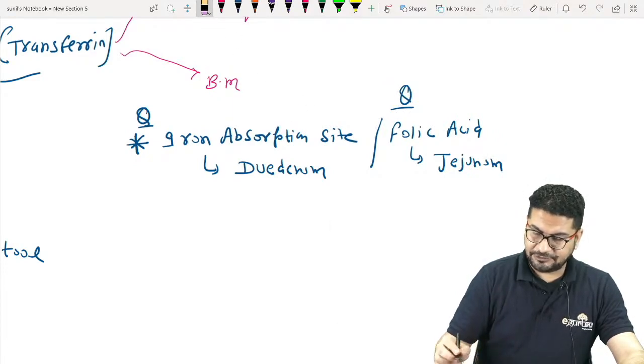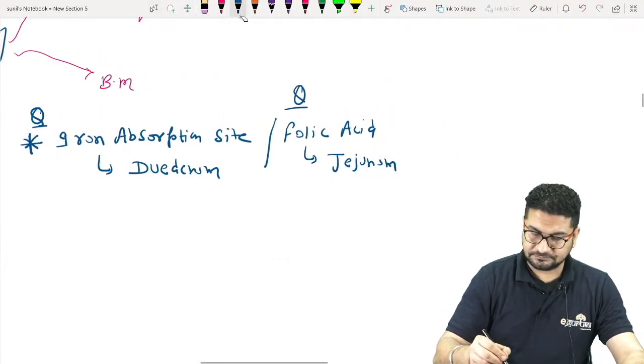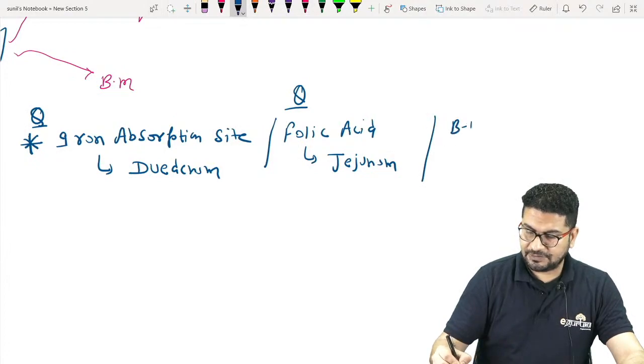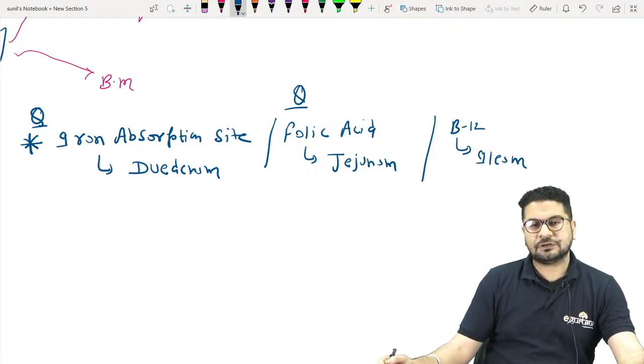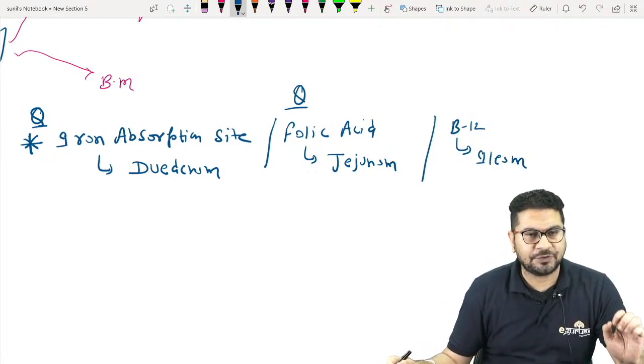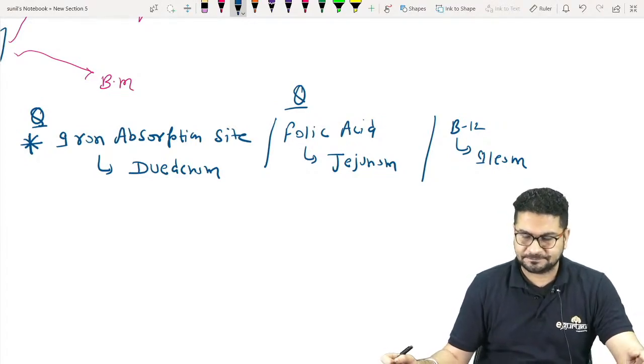If I say B12 absorption, what will be your answer? It is the ileum. So remember, these are some physiology questions that they ask in exam. Ion absorption, duodenum; folic acid, jejunum; B12, ileum. Clear?